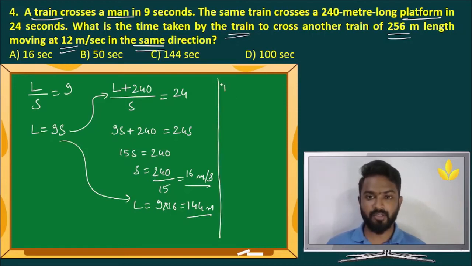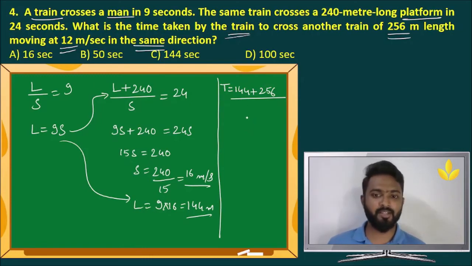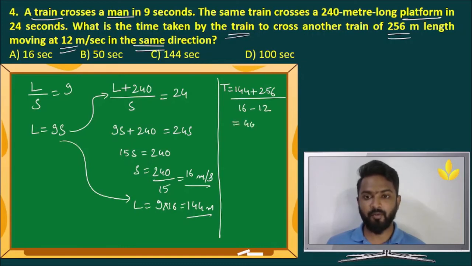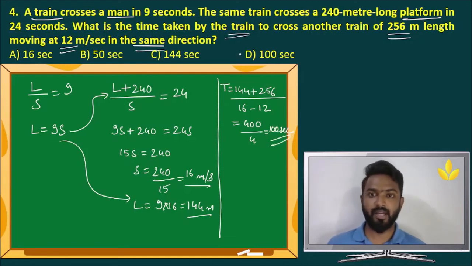Time equals distance by speed. Distance is the sum of the lengths of the trains. We have 144 plus 256 divided by... Same direction, so we need to subtract the speeds. We have 16 meter per second minus 12 meter per second. We have 400 divided by 4, that is 100 seconds. That is the answer. Answer is D.